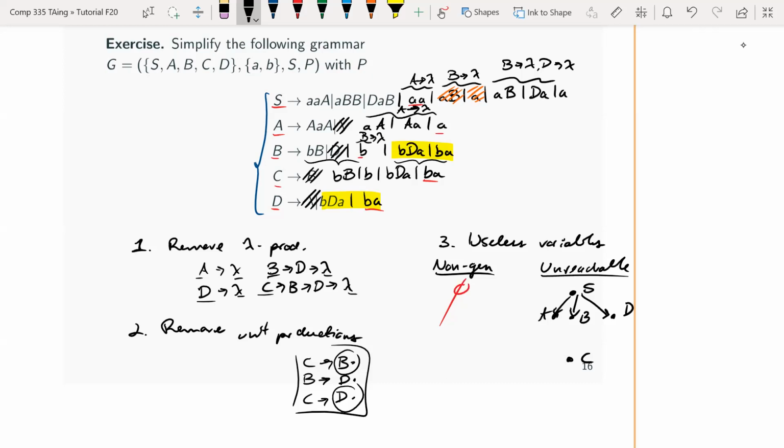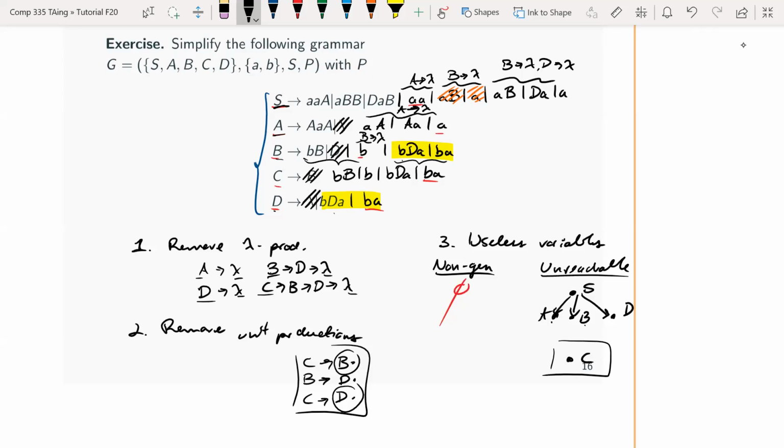C is unreachable because if you start at S, you know that you can go to A, B, or D. From A, you can only go back to yourself. From B, you can only go back to B or D, right? So that's fine. From D, you can only go to D. So there are no production rules that are going to lead to C, okay? So yes, indeed, they are unreachable.